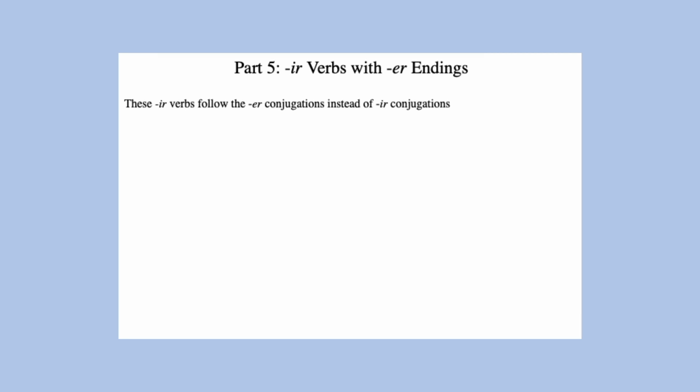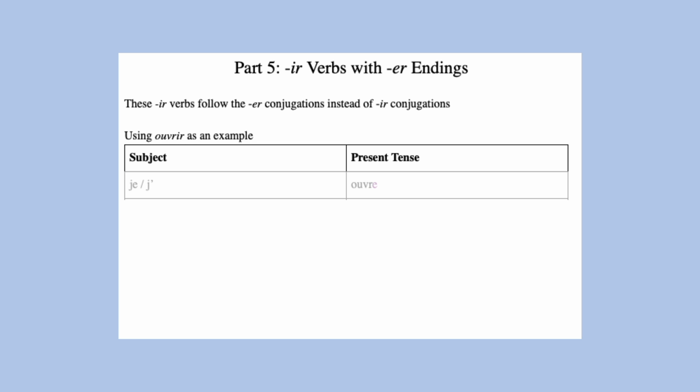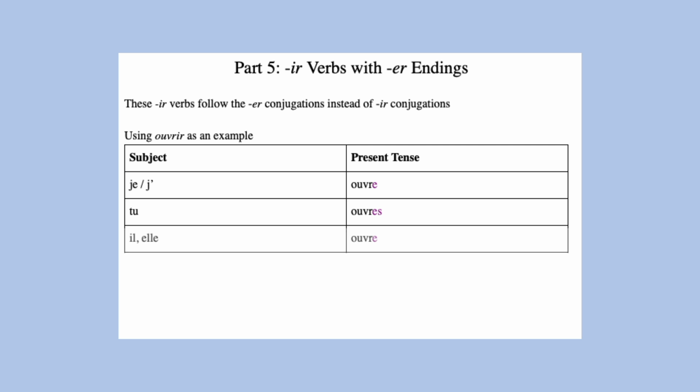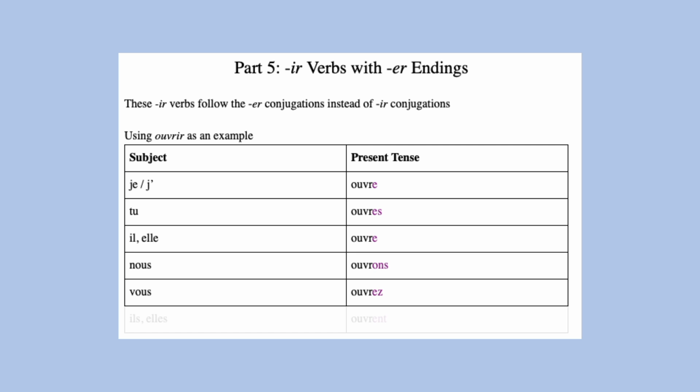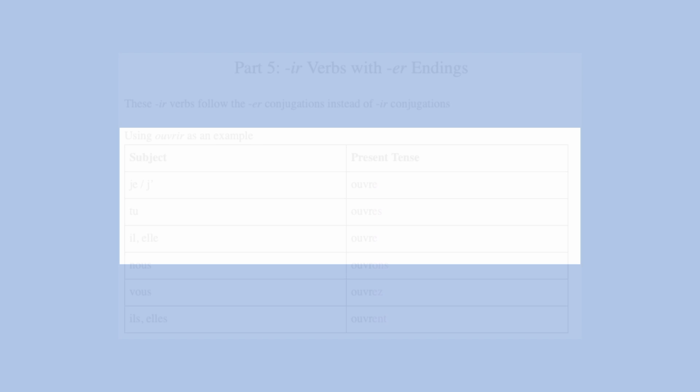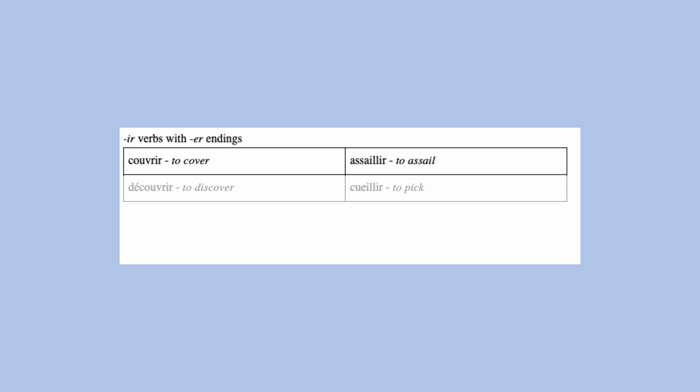Certain -ir verbs instead take the present tense -er endings, such as ouvrir: ouvre, ouvres, ouvre, ouvrons, ouvrez, ouvrent. These -ir verbs also take the present tense -er endings instead.